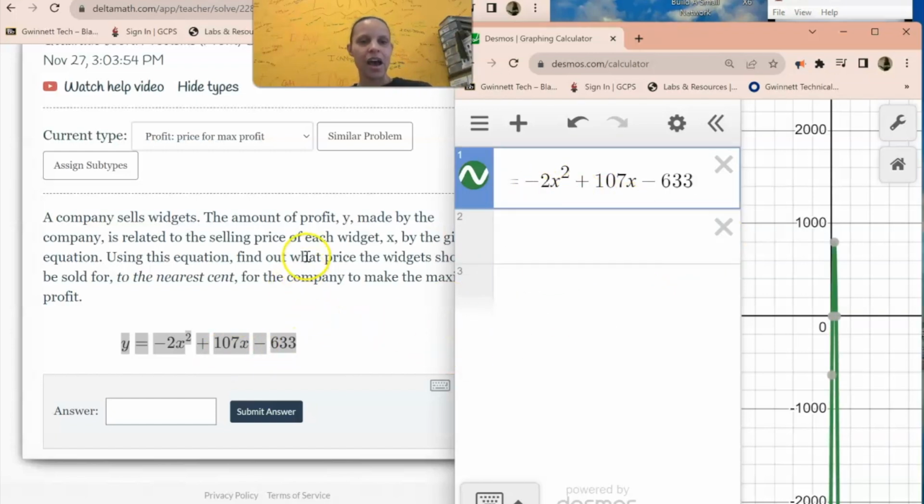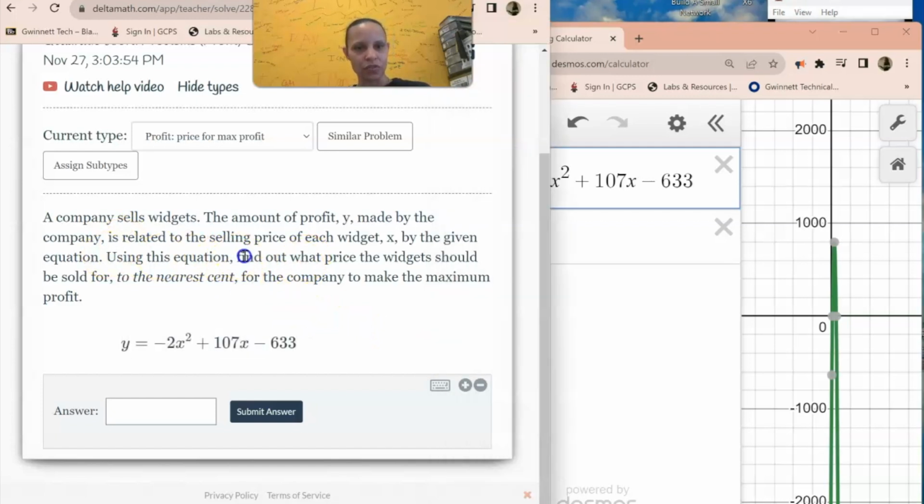It is. Now, again, let's read. Using this equation, find out the price. So I need price. I need to know is price X or is price Y. So the amount of profit Y, okay? So profit is Y, and the price is X. So whatever I do, I put in the X value.